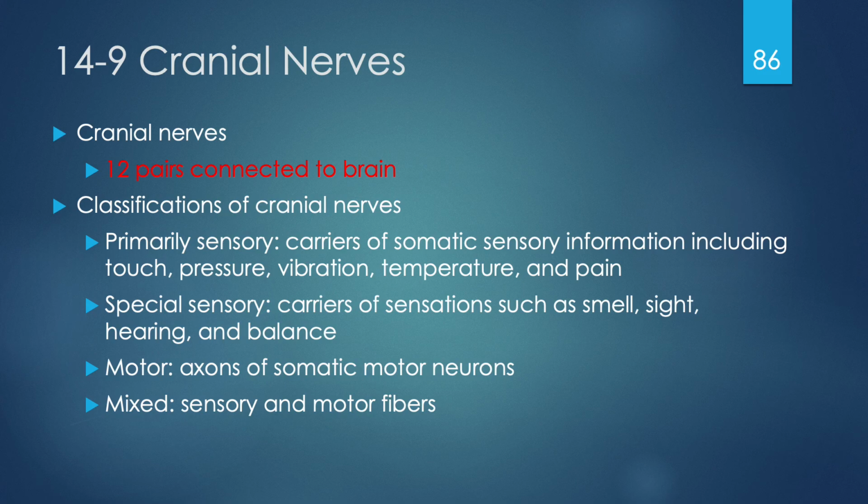So the primarily sensory are going to be those that are carrying somatic sensory information. So that's things like touch, pressure, vibration, temperature, and pain. In essence, primarily sensory means anything that you might detect with your skin. Whereas special sensory is going to be those things that are sensed through our special senses. So our special senses are things like smell, sight, hearing, balance. So in other words, things that we sense through our head, through our face. The motor aspect are going to be axons of somatic motor neurons, and cranial nerves that are mixed will have both sensory and motor fibers.